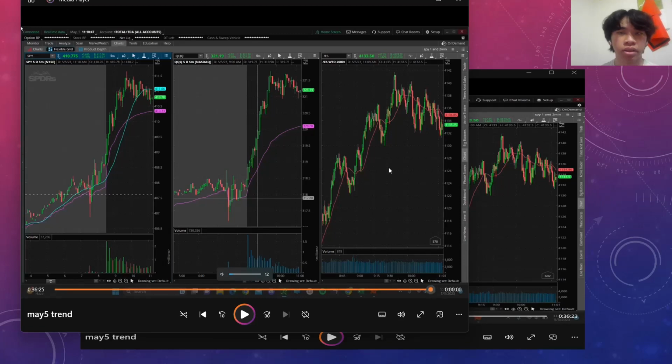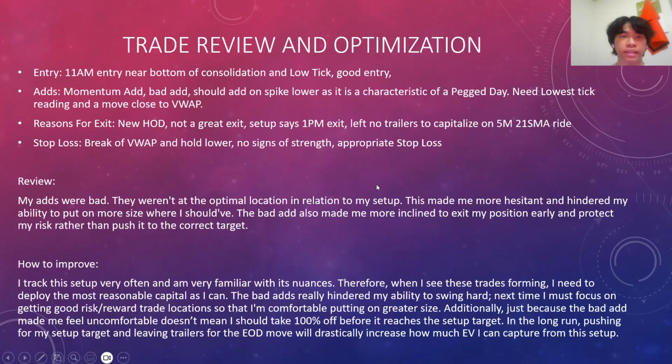There were a lot of things that I could have improved on this trade. My entry was pretty decent, just a textbook 11 a.m. entry. It's nothing too bad. However, my adds were where I felt like I messed up the most. I need to focus on having a better trade location for my adds rather than just adding momentum, because I realize that there's still a spike lower that is possible. So why would I try to put on a position where it would make me feel very uncomfortable?